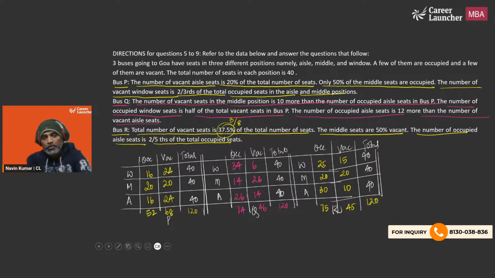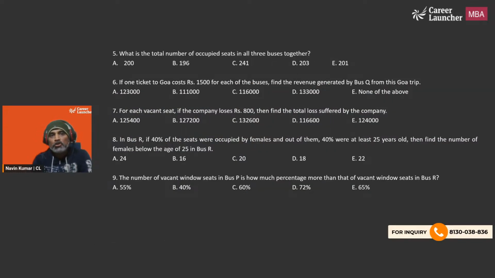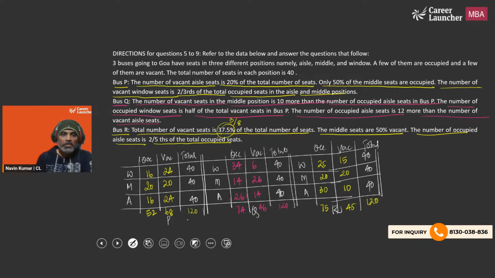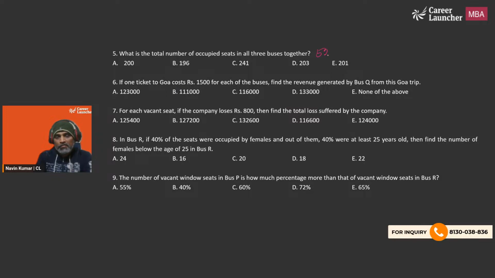Now, we can go ahead with the questions. What is the total number of occupied seats in all the buses together? Total number of occupied seats is 52 plus 74 plus 75. So this is a number that is going to end in 1. You can see I did not add it. There are 2 options that are going to end in 1. All we need to do is see, is it going to reach 250-ish, or is it going to be around 200? So 75 plus 75 is 150 plus another 50 is 200. So it should be close to 200. So 201 is going to be the answer.